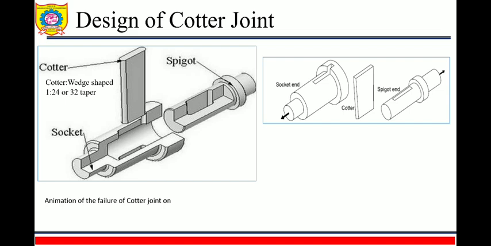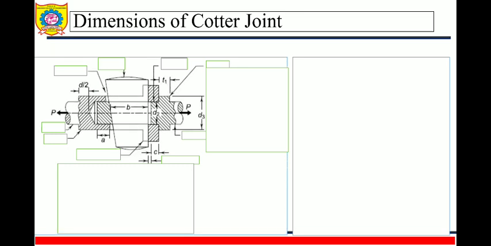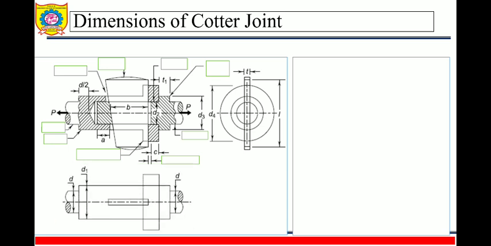If you want to see the animation of the failure of the cotter joint, I have given the link on YouTube, you can go through the animation of cotter joint. Then we will see the different dimensions of the cotter joint. First we will see the front view of the cotter joint, then the side view. Obviously it is on the right hand side, so the left hand side view, and there will be a top view.